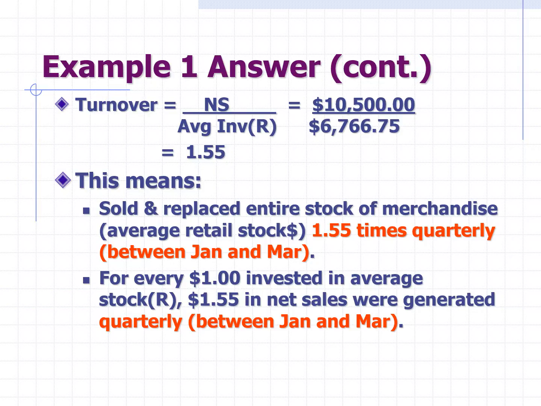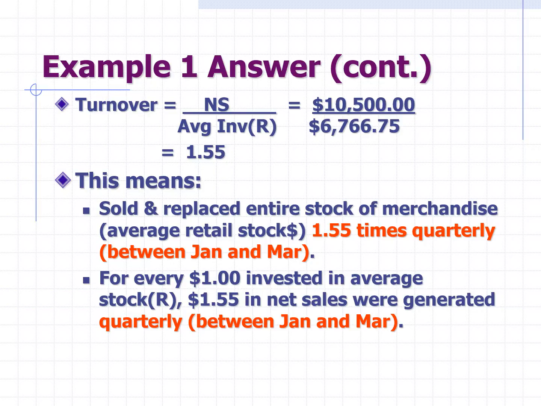Okay, so there were 2 different ways we could interpret the turnover, right? One way was that the turnover of 1.55 means the entire stock, or the average retail stock, average inventory, that much of stock was sold and replaced 1.55 times. In this case, between January and March, right? The period is absolutely important when you interpret the meaning of the turnover. So it's a quarterly turnover. 3 months is a quarter, right? So for the quarter or 3 months, 1.55 times the entire stock of merchandise, or what we consider as average stock or average inventory, that much was sold and replaced.